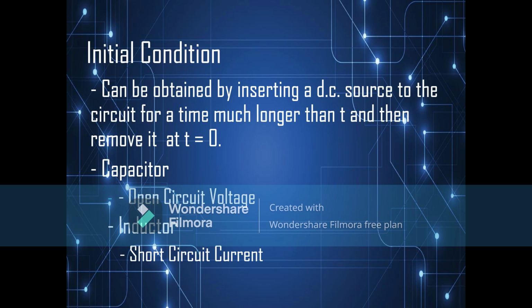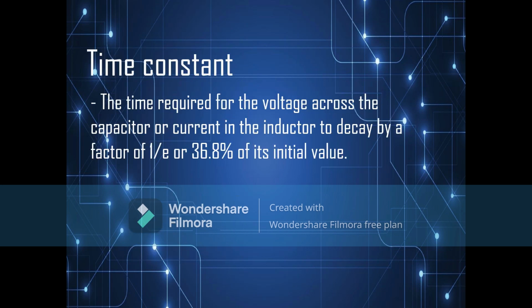Initial condition can be obtained by inserting a DC source into the circuit for a time much longer than the time constant, and then removing it at t equals 0. Capacitor: open circuit voltage. Inductor: short circuit current.